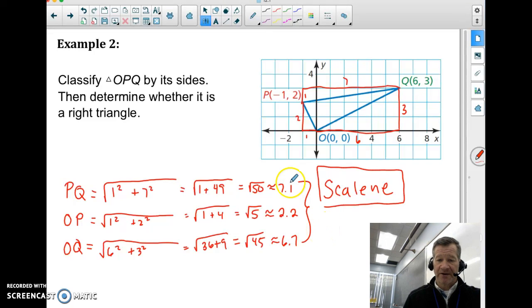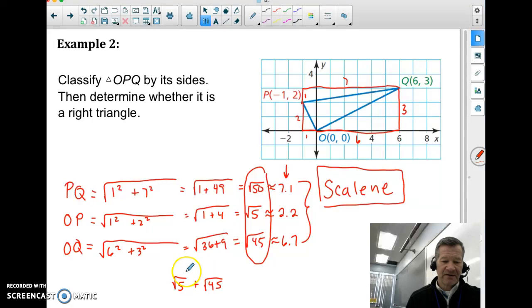Now, is it a right triangle? Well, it's only a right triangle if these three sides obey the Pythagorean theorem. It's easier to take these exact square root values than the decimals. Watch what I can do. The two smaller ones are the square root of 5 and the square root of 45. If that angle O is a right angle, then the two smaller sides squared have to have a sum equal to the square of the largest side.